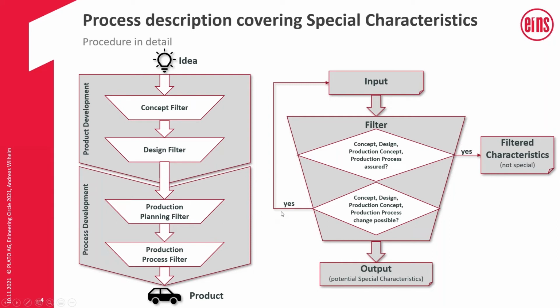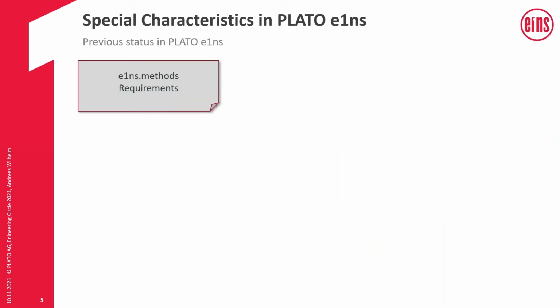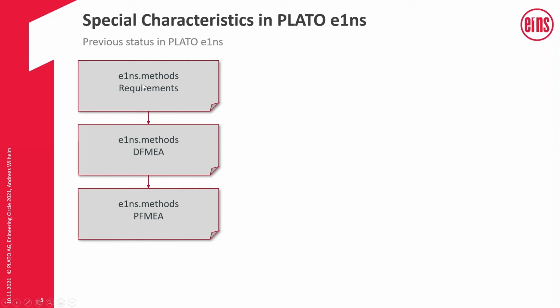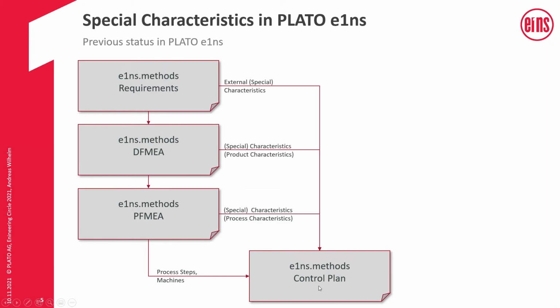So the idea is quite good, but how to handle it? Let's have a look at what we already have in PLATO-1ns. Our previous status is we have different methods. We can start, for example, with the requirements tool, hand over to the design FMEA, go on with the process FMEA, and then we link this data together in the control plan.